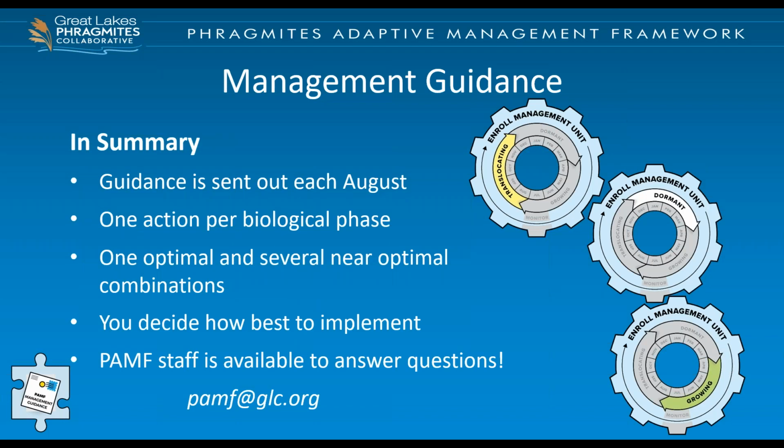Guidance is one of the main benefits to PAMF participants. As a participant, you receive data-driven guidance based on the model's most current understanding of Phragmites management. The guidance you receive in August will come as 1 optimal combination with several near optimal combinations, and that is going to look like 1 management action for each of the 3 biological phases of Phragmites. Deciding the best implementation technique is up to each participant. Resources are available to provide additional guidance on the PAMF WebHub, and the PAMF staff is always available to answer any guidance-related questions. You can email us at pamf@glc.org.